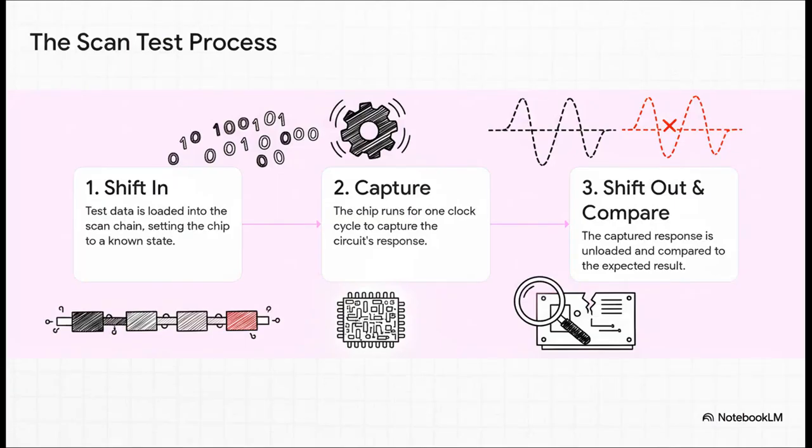So here's how this secret tunnel works. First, you shift in a specific pattern of ones and zeros, loading up that chain and setting the chip's internal state to exactly what you want. Then you let the chip run for just one single clock cycle. Just one. Finally, you shift out the result from the chain and compare it to what you expected to see. Any difference? Boom, you found a fault deep inside our microscopic city.